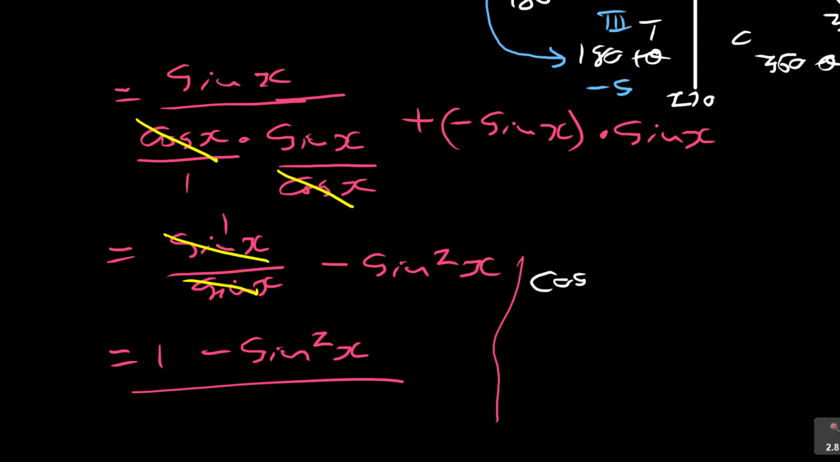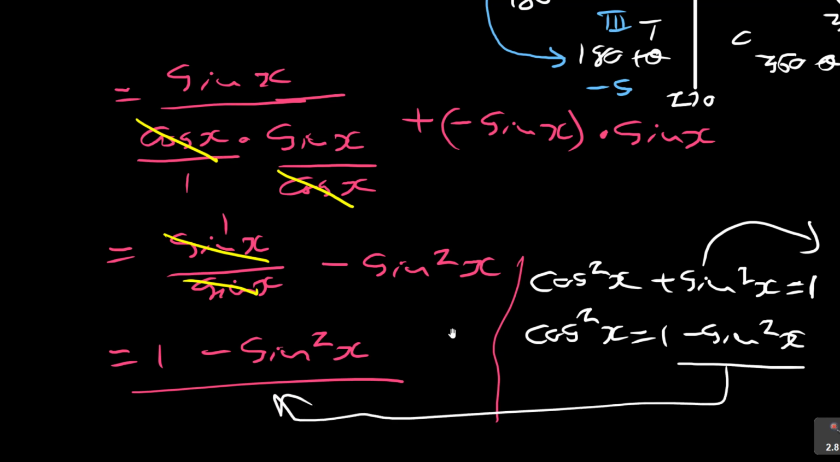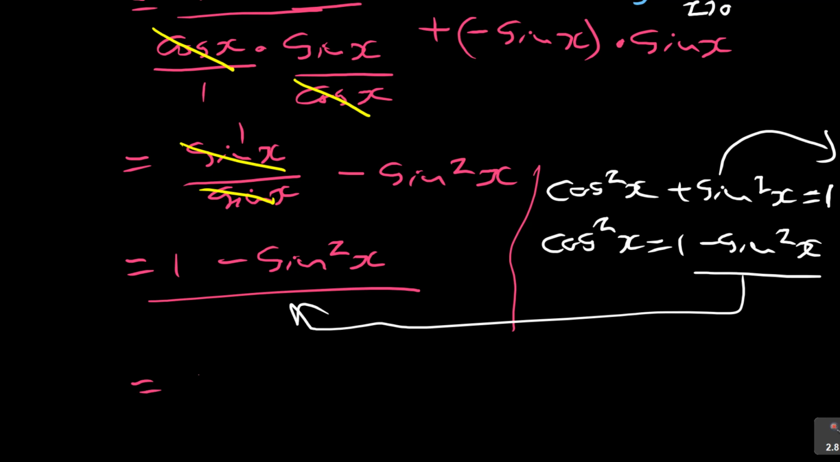Remember cos squared x. Now they won't give you this one because they expect you to know. What is cos squared x plus sine squared x? What is it? It's 1. Remember the very first identities that you learned. Cos squared x plus sine squared x is equal to 1. Now if you take sine to the other side, you have your cos squared x being what? 1 minus sine squared x. So these you need to monitor them. There it is. So this thing is simply equal to cos squared x.